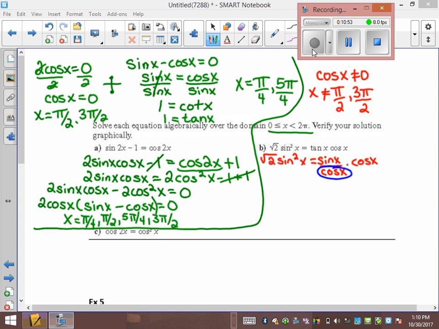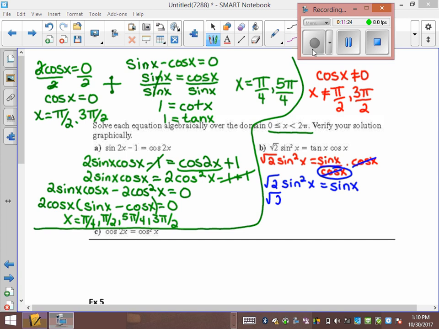So even in trig, whenever I have a denominator with a variable in it, I still have to state my non-permissible values. Okay? So now, since I stated my non-permissible values, I can actually cancel. You always state non-permissible values before you cancel anything out of the denominator. And now I'm left with square root 2 sine squared x equals sine x. Remember, whenever I have a squared, whether it's a sine or cos or tan, or if it's an x squared or whatever, I have to move everything to one side, set it equal to 0.